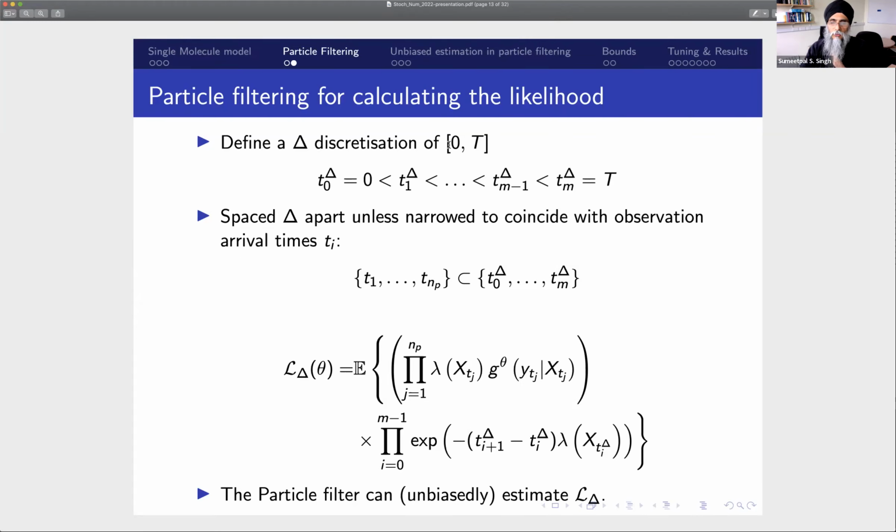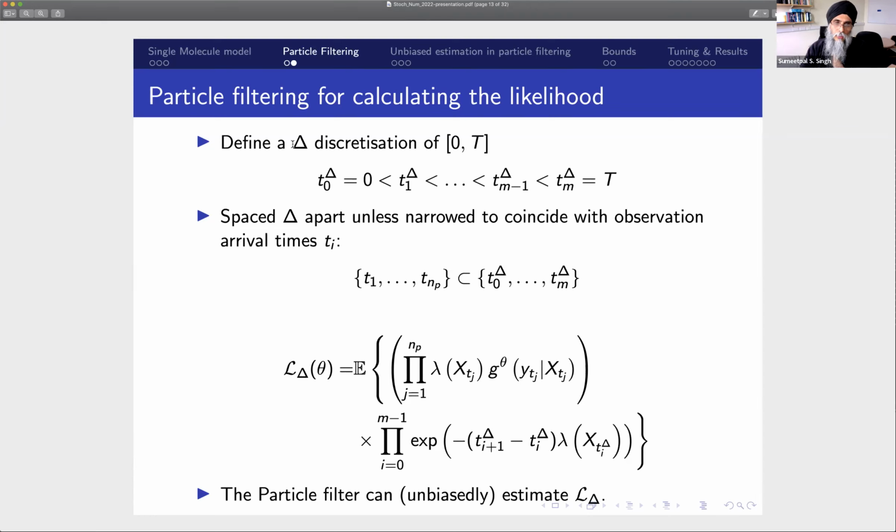Firstly, let's discretize time 0 to capital T into intervals of size delta. I call t0 delta time 0. Let's say there are m intervals of size delta, so Tm delta is time capital T, and these are all the times in between. Roughly, this discretization is uniform, just that I arrange it so that it coincides with the arrival of the real observations. So the real observation times are a subset of this. This is a bit of a detail that's not too important for the gist of my message today.